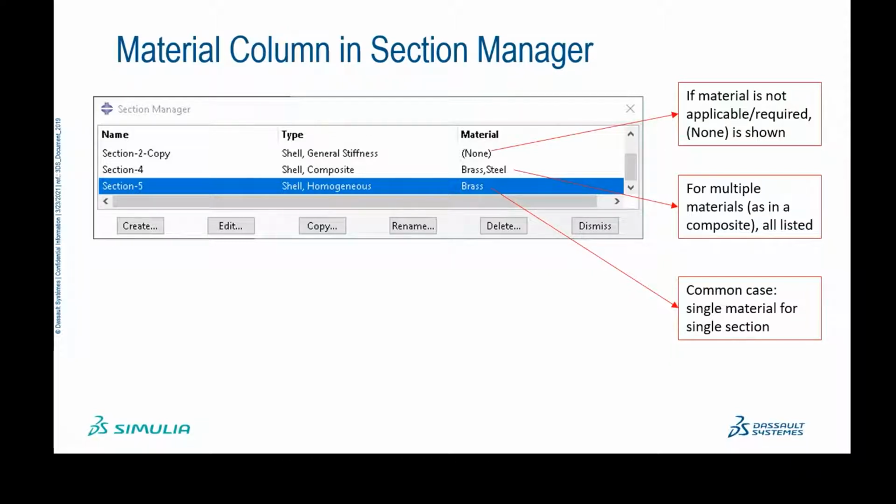The material column in the section manager could support multiple materials right now, especially when we have a section that is composed of 2, 3, or more types of materials, in this case composites. So we could define multiple materials for the exact same section, which is fairly straightforward. That will have a big impact on the usability of this option.